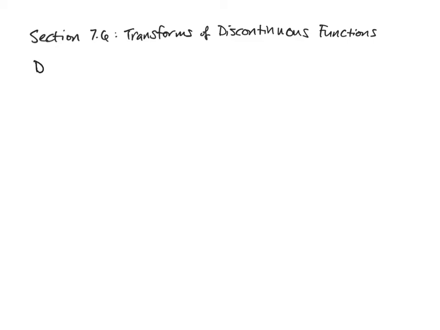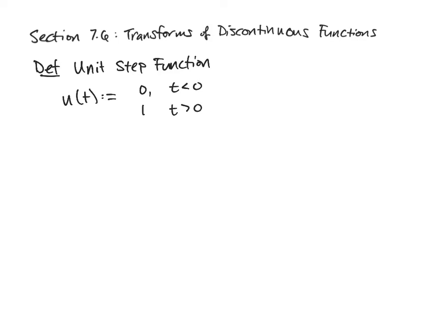So we're going to start off with a definition of what we're going to call a unit step function. So this is just a pretty simple function we're going to denote by u. U of t is defined to be 0 for t less than 0 and 1 for t greater than 0. Sometimes you'll see this referred to as a Heaviside function.